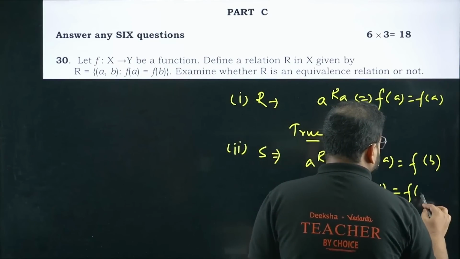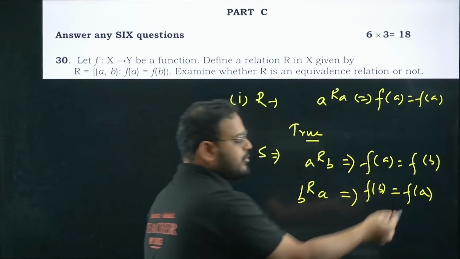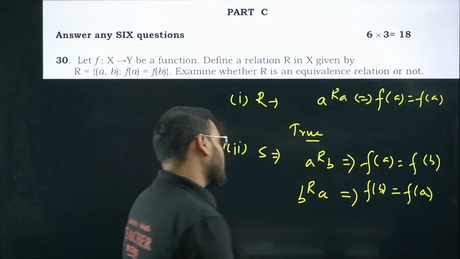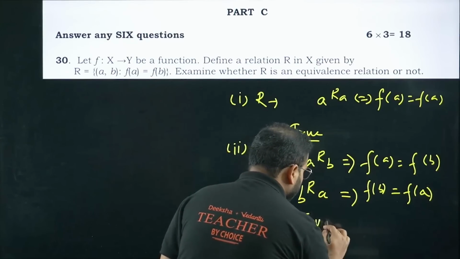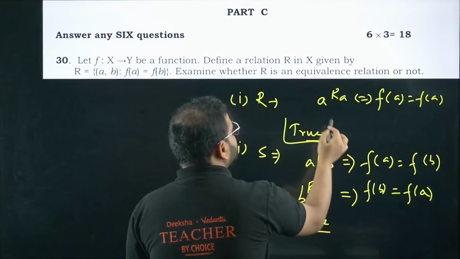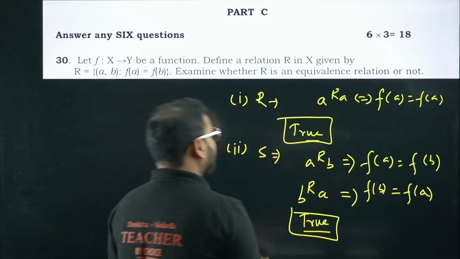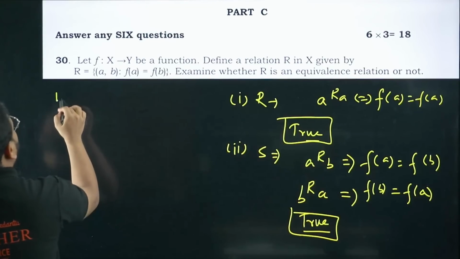You can see from here, it's possible, completely not a problem. f of B equals f of A, or f of A equals f of B, same thing. This also is true. So it is going to be reflexive and symmetric so far. Let's check for the transitive now. Part 3, transitive, let's check.